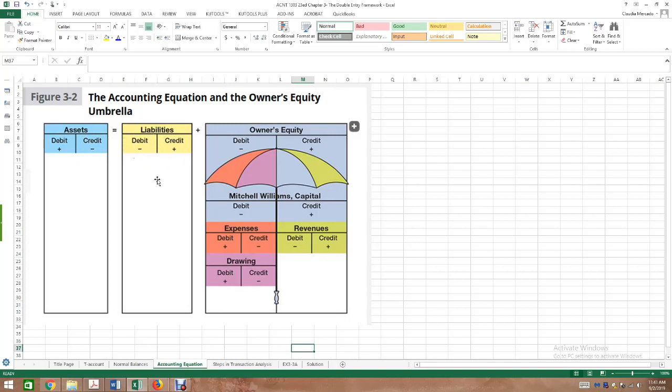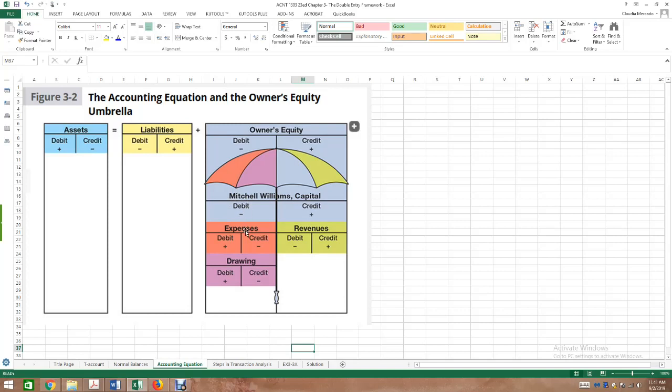So every time you purchase something on account, you're going to credit it. Every time you make a payment towards what you owe, it's a debit. Okay? And then all of the other items fall under the owner's equity category. So here we have your capital. Okay? So if your capital is increasing, you credit. If your capital is decreasing, you debit.